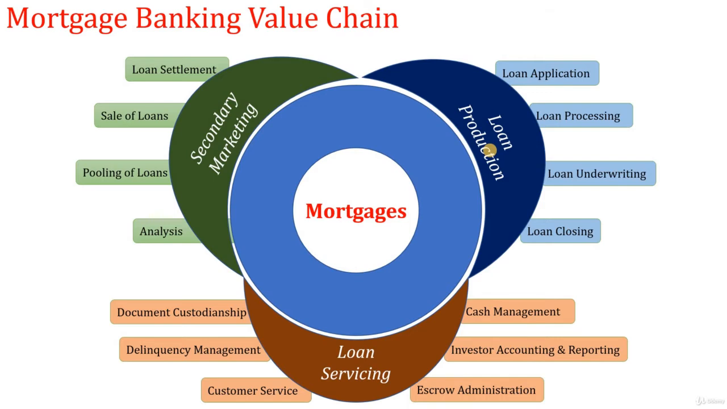First one is loan origination. This particular stage broadly consists of two sets of activities. First one is pre-qualification. So what exactly is pre-qualification? The pre-qualification process is based on estimating the affordability of the mortgage payment for the borrower, whether this borrower is capable of making the monthly payment for the mortgage he or she is going to take.